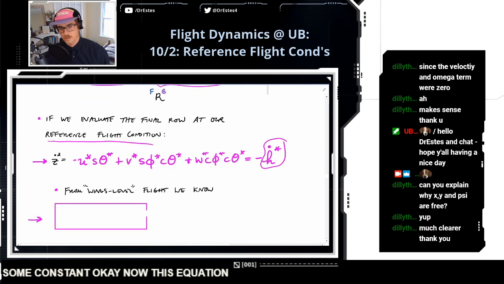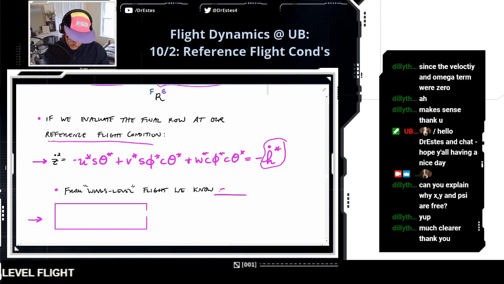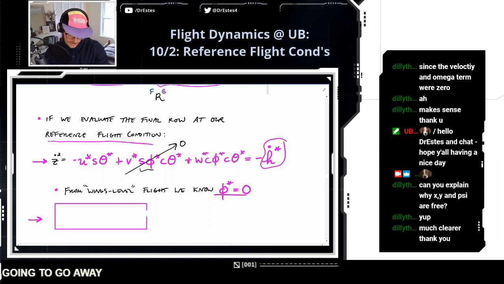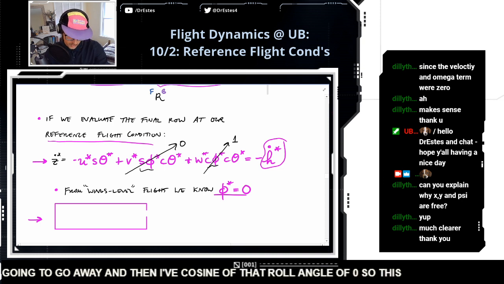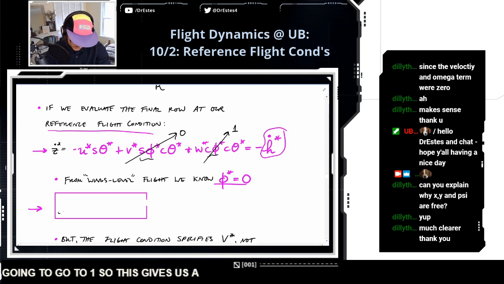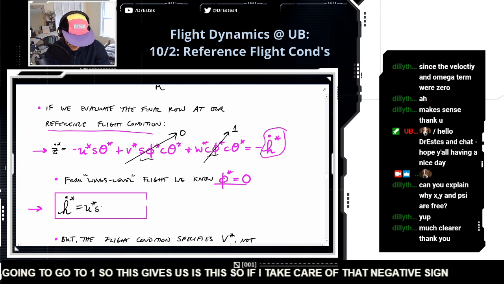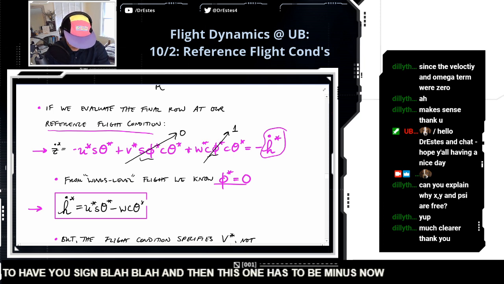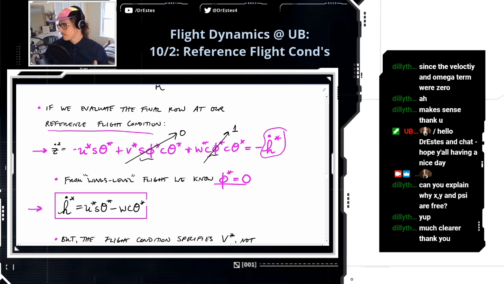Now, this equation gets a little simpler because from our wings level flight, what do we know? I know that my roll angle is zero. So basically, in this equation, I'm going to have this sine of zero. That's going to go to zero, so this whole term is going to go away. And then I have cosine of that roll angle of zero, so this term is going to go to one. So this gives us this. If I take care of that negative sign, I'm going to have U sine blah, blah, blah, and then this one has to be a minus now. I missed a star here.